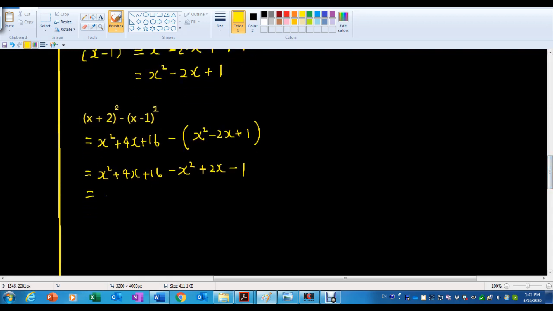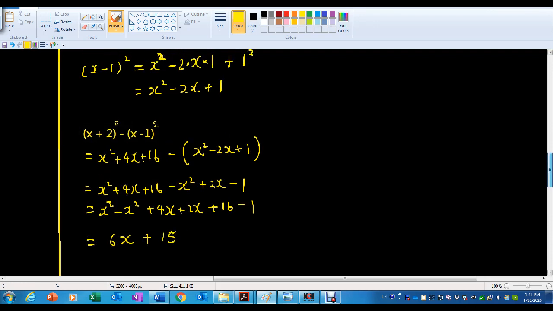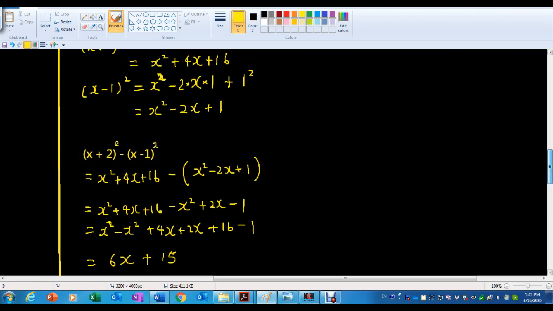Alright, then you need to collect the like terms. Of course, x squared with x squared, x with x, and the numbers, constant with constant. So x squared minus x squared, 0x squared, so there's nothing left. 4x plus 2x, 6x. 16 minus 1 is 15. Okay, so that will be the answer for our first question.